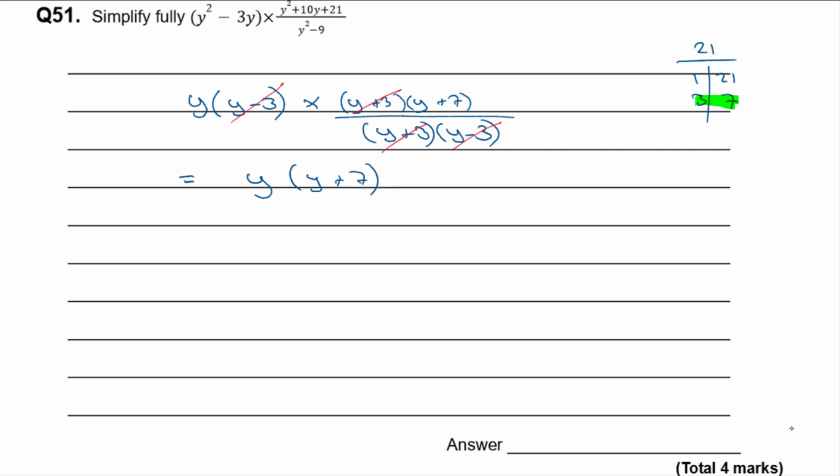That's all that's left. I guess I could write y squared plus 7y, but I'm not sure that's any more simple than y lots of y plus 7. So I'm just going to leave it there.